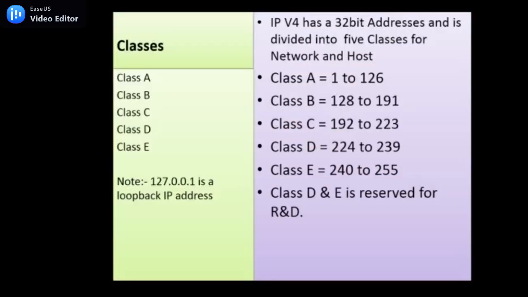So let's begin with IP version 4. The IP version 4 has a 32-bit address, and it is divided into 5 classes for network and host. So class A, class B, class C, class D and class E.